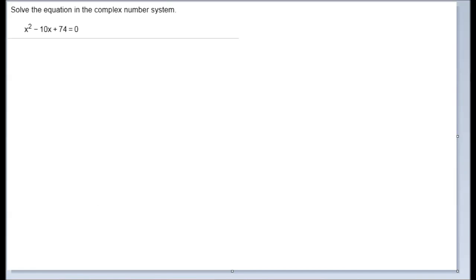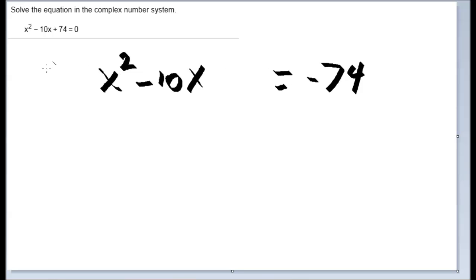I got another random one from the homework here. This is a complex number system again. This time we're probably going to have, well, let's just see. Can we factor that? I'm not sure if we can factor that. I'm going to go ahead and use the complete the square process because it's set up real easy to do it. In other words, x squared minus 10x, leave some room, is equal to negative 74. All I did was subtract 74 from both sides. And then when I add half of 10 is 5, 5 squared, I'm going to add 25 to both sides here. And what I'm doing is I'm just completing the square.